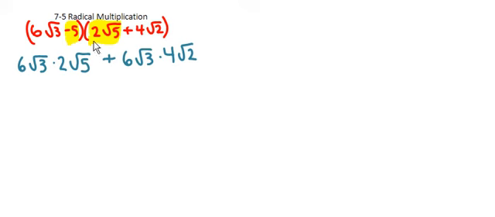Our inner terms result in the product negative 5 times 2 radical 5. And the last term is also negative 5 times 4 root 2.